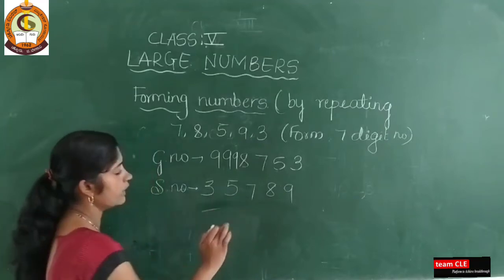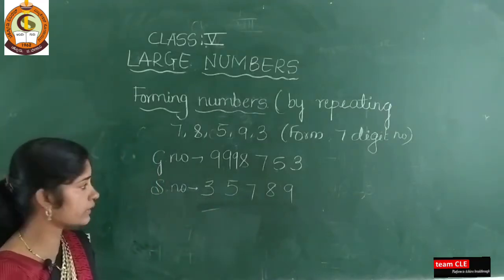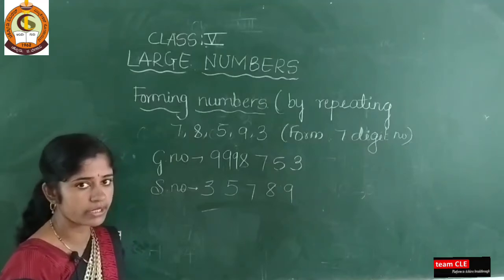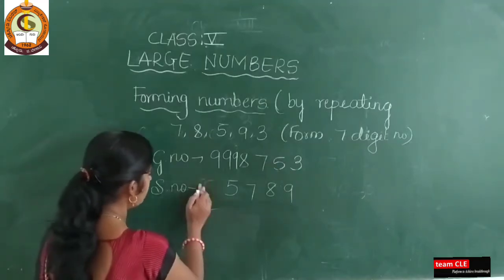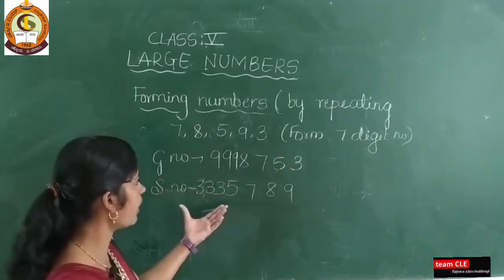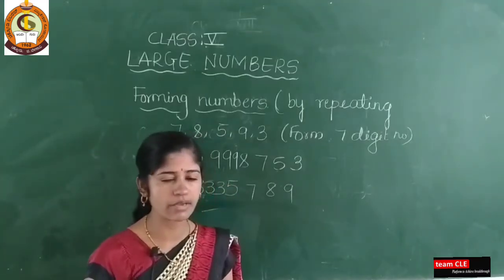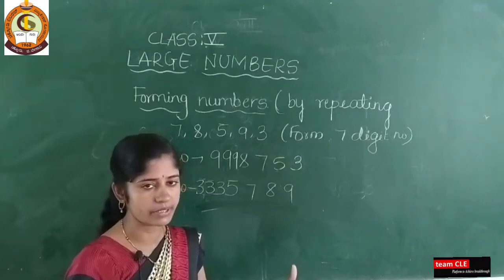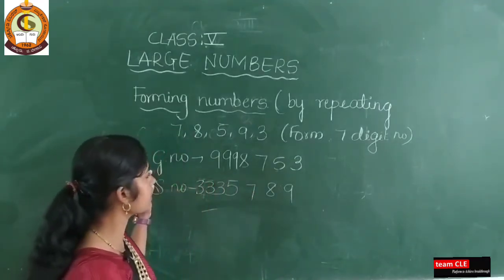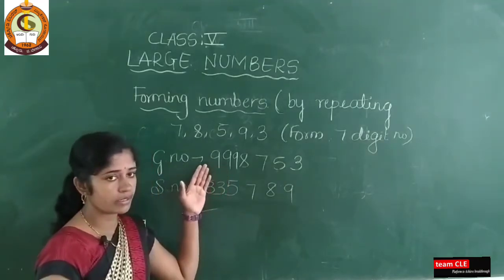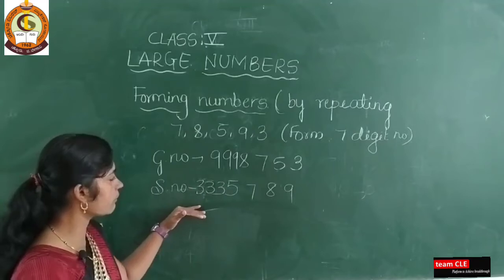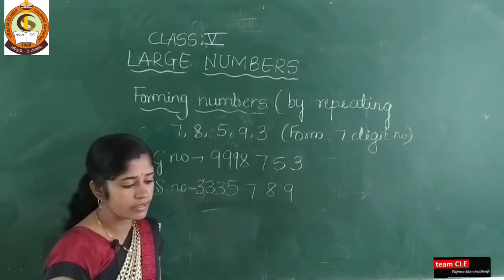Here I wrote only a 5 digit number, but the question is to form a 7 digit smallest number. So what to write here? Here the 3 will repeat 3 times. So in this way you have to form the greatest 7 digit number by repetition. While forming the greatest number, the greater number will repeat, and while writing the smallest number, the smaller number will repeat.